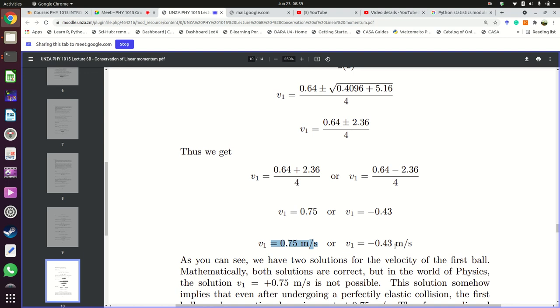So this bit makes a bit of sense. The minus is showing that the first ball is going to move westwards. However, there's something else which is happening. If you look at the velocity of the first ball, this velocity we have seen before.